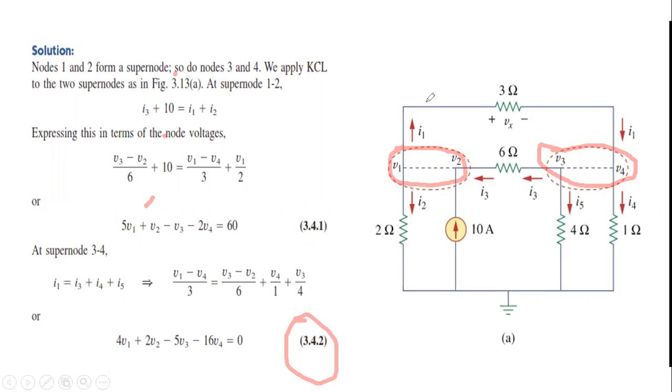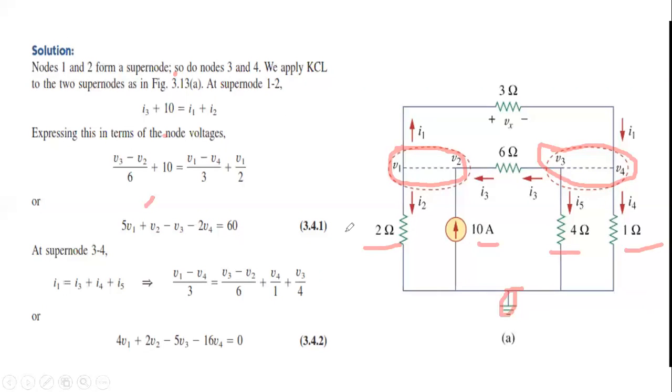We have to assign currents. You can choose any direction, as I have already told you. So I1 has been taken as upward; you can take it as downward also, no problem. I2, I3 in 6 ohm, then 10 ampere is already given, then I5 in 4 ohm and I4 in 1 ohm. The currents in 4 ohm, 1 ohm and 2 ohm we generally take as downward because the potential at the reference node is 0, and current flows from higher potential to lower potential. So it is better to take the direction as downward, though you can take it upward also, no problem at all.